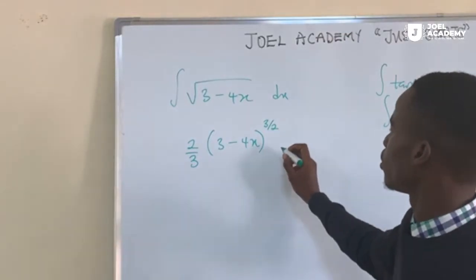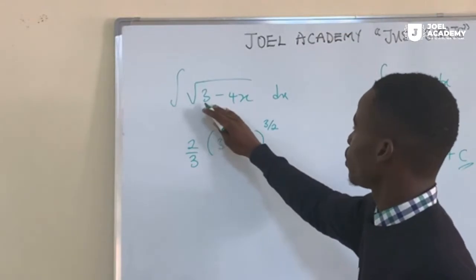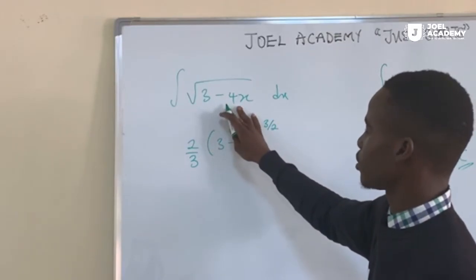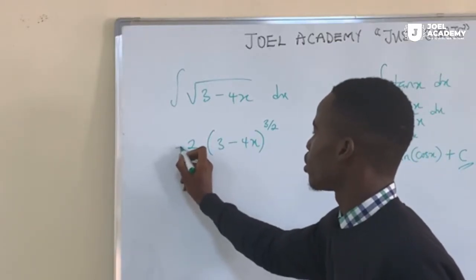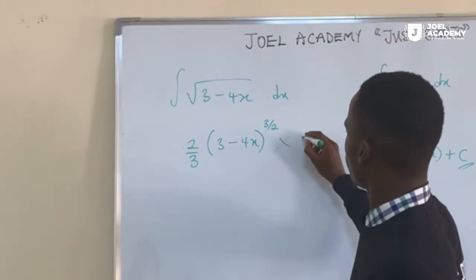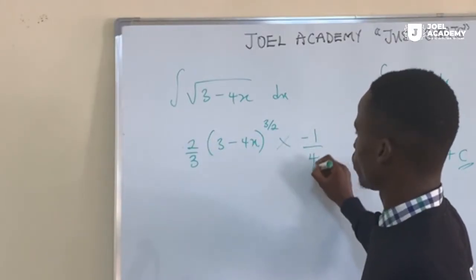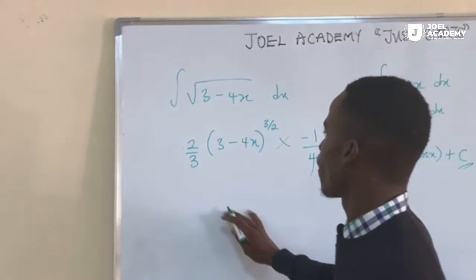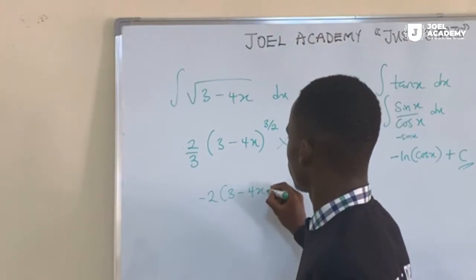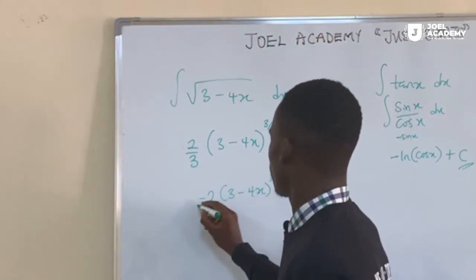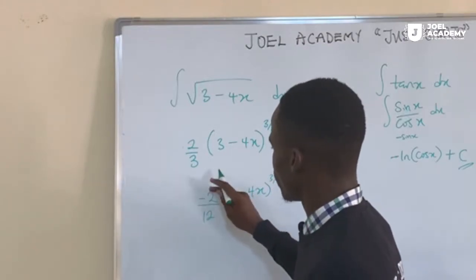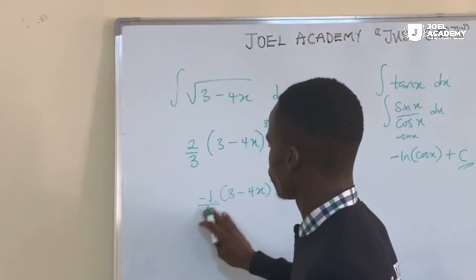When we differentiate what is here, it gives us what? Minus 4, right? So minus what? Okay, let's do it gradually. So we have times minus 1 over 4. It's coming down. So we have minus 2 in bracket 3 minus 4x raised to the power of 3 over 2, over what? 3 times 4 is what? 12. So 2 here 1, we have 1 here, 2 in 12, 6.